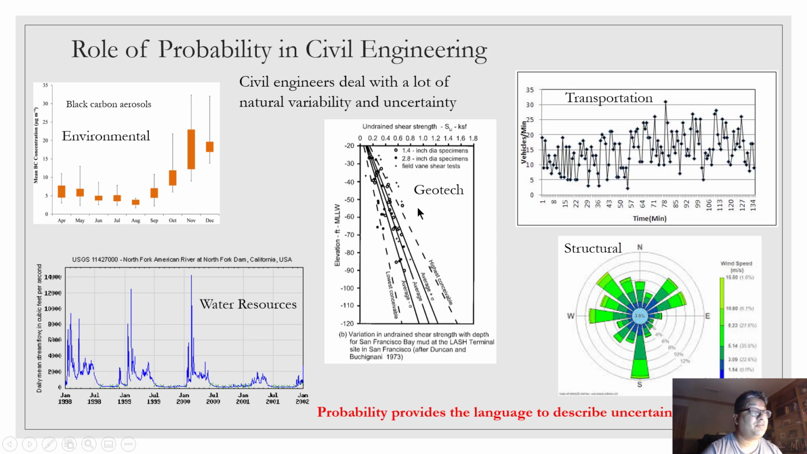So geotech engineers who deal with soils deal with a lot of uncertainty as well. If you go to structures, wind loads tend to be proportional to the square of the wind speed. And again, this is what's called a wind rose plot. It shows the winds blowing from different directions.